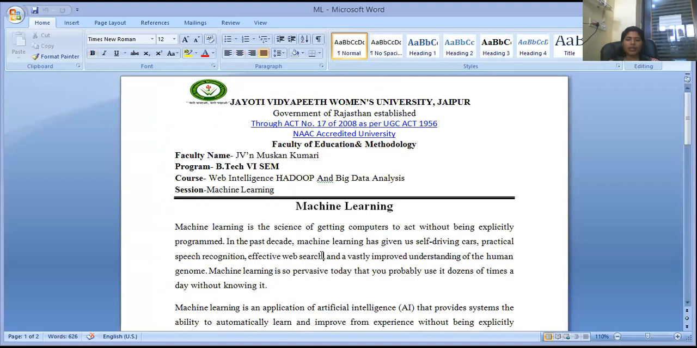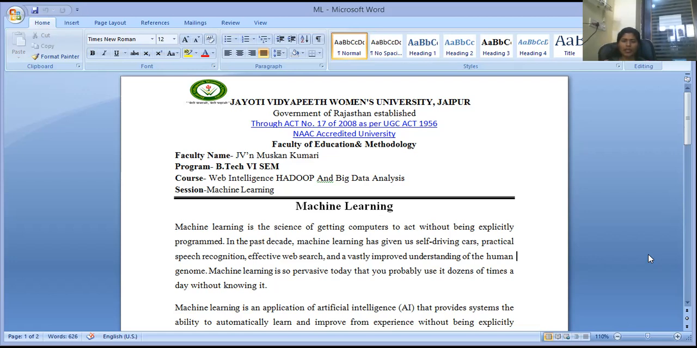Clear? So what is machine learning? It is a subpart of artificial intelligence, and machine learning is basically the science of getting computers to act without being explicitly programmed. Isn't it? In the past decade, machine learning has given us self-driving cars, practical speech recognition, effective web search, and a vastly improved understanding of the human genome.